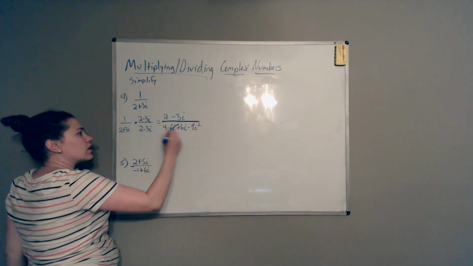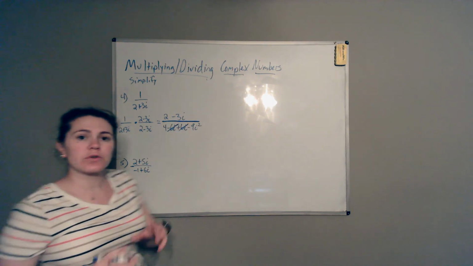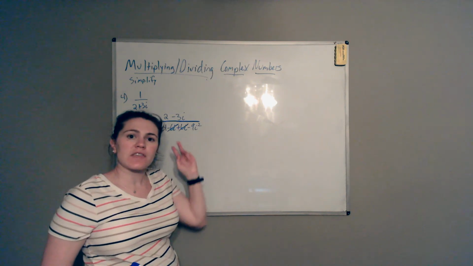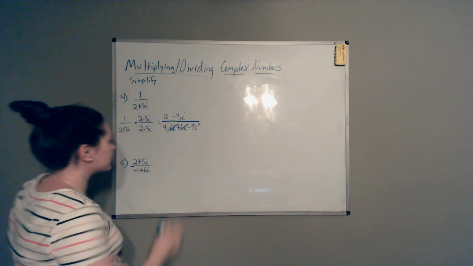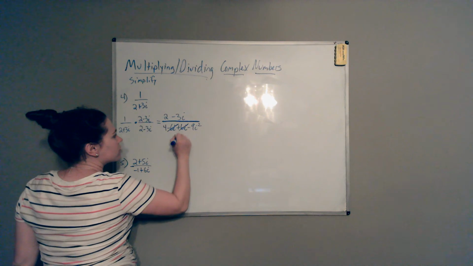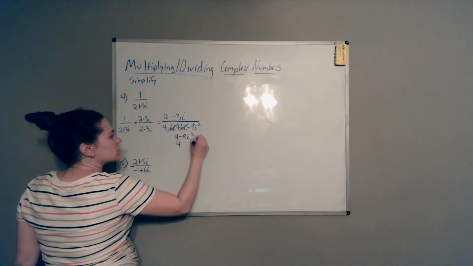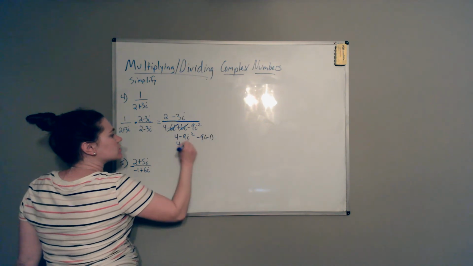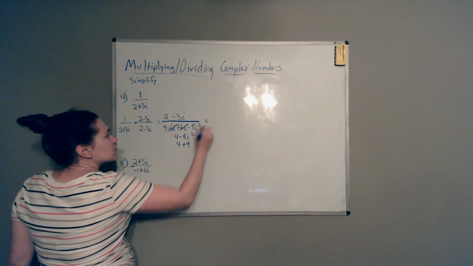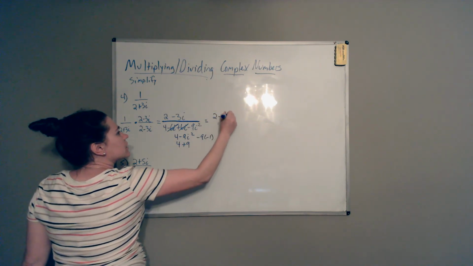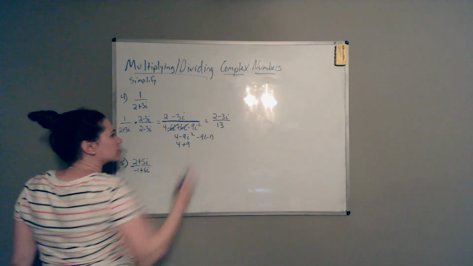So notice, those cancel, which you want to happen. You are intentionally doing this so that the i is no longer in the denominator. And we have 4 minus 9i squared. i squared is negative 1. So this is negative 9 times negative 1, which is plus 9. So this gives us 2 minus 3i over 13.